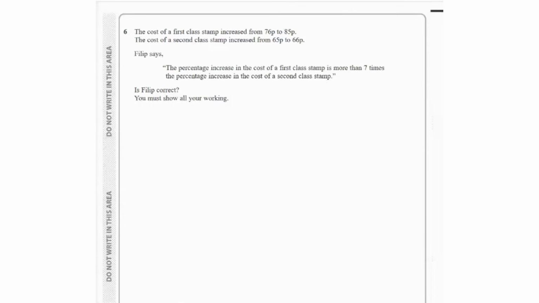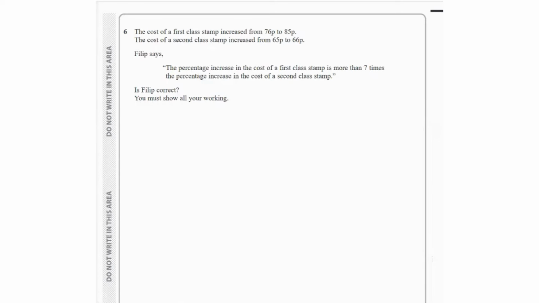Then it says that the cost of a first class stamp increased from 76 pence to 85 pence. The cost of a second class stamp increased from 65 pence to 66 pence. Philip says that the percentage increase in the cost of a first class stamp is more than 7 times the percentage increase in the cost of a second class stamp. Is Philip correct? You must show all your working.